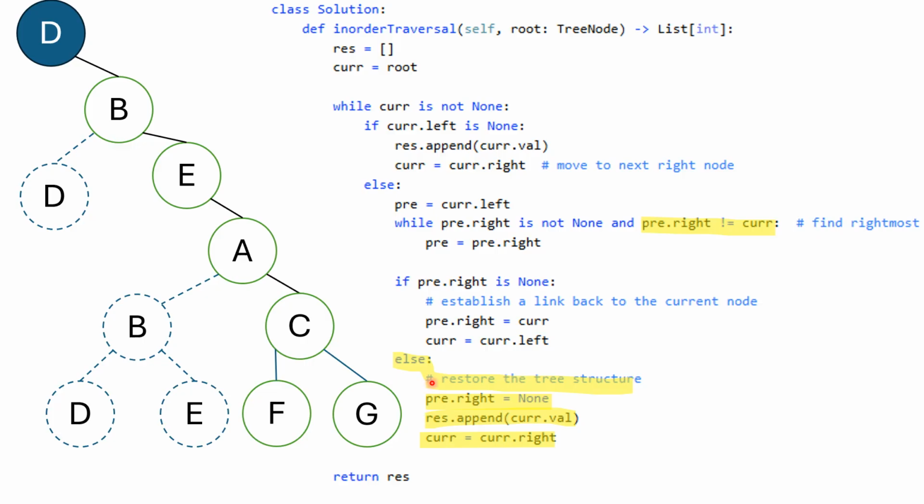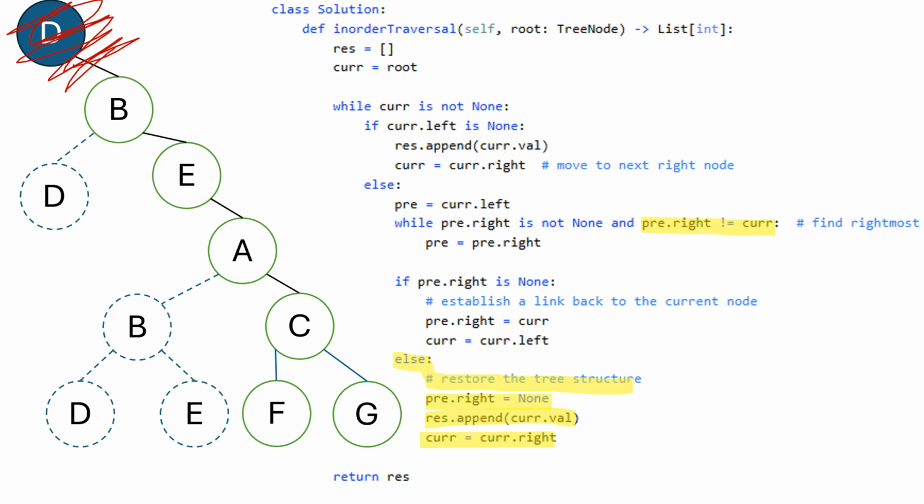So this is where the magic happens that I noticed. Why it is called restoring the tree structure is because of this part. Pre.right equals none means that the right of D is none. The right of D is none means what? This part is cut off. So it will actually restore the tree once we get to this part, because it cuts off the link to the right side. So there's no more loop.